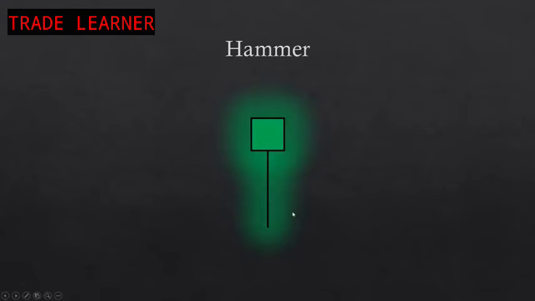However, once buyers realized that the sellers were gaining control, they appeared to assume control again, so they make price close on the upper extreme of the candle range. The large lower tail signifies the fact that sellers had the control, but buyers were able to overcome that. If buyers are able to do that, it means there is more buying pressure than selling pressure on the candlestick.